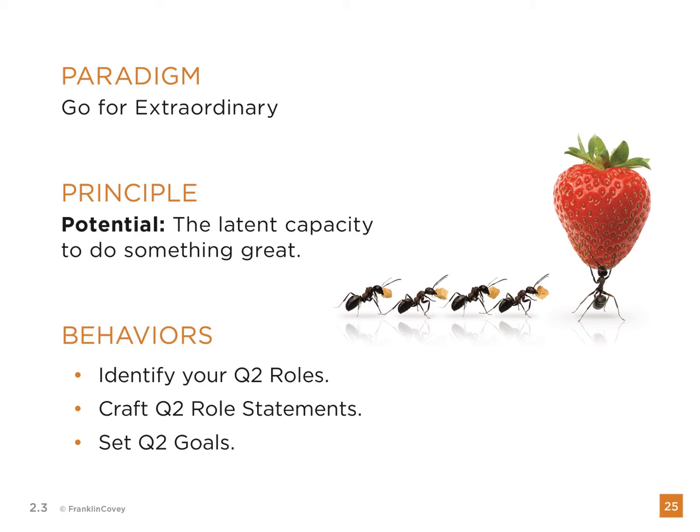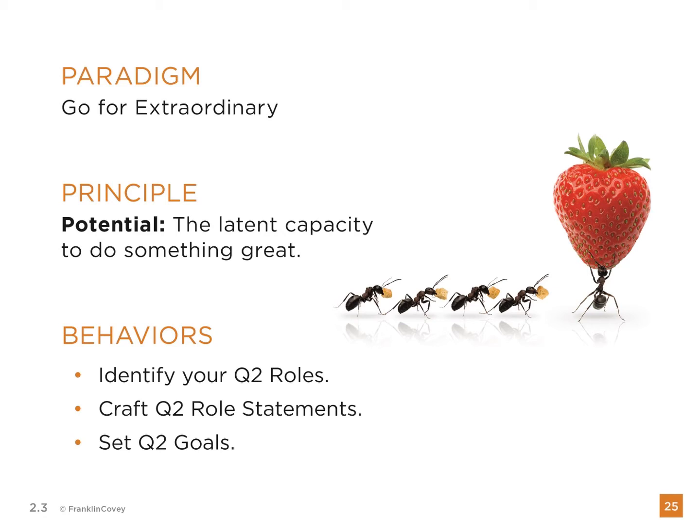So like this ant, some people just go for the crumbs while others go for the strawberry. It's based on the principle that you have the potential to do extraordinary things. In order to fulfill that potential, this is what you need to do. We're going to solidify those choices through an exercise that will be part of your homework. So the paradigm today is going for the extraordinary.